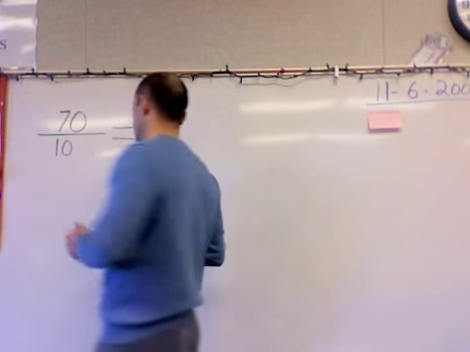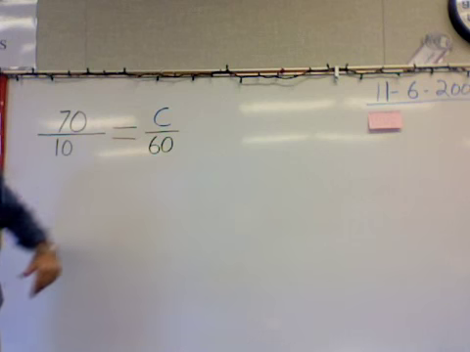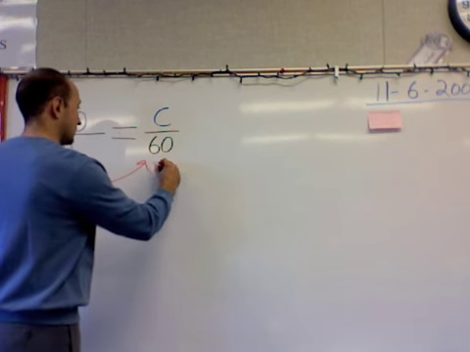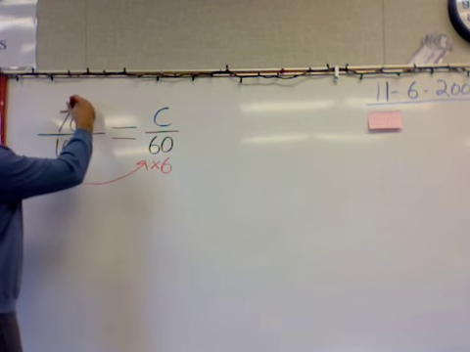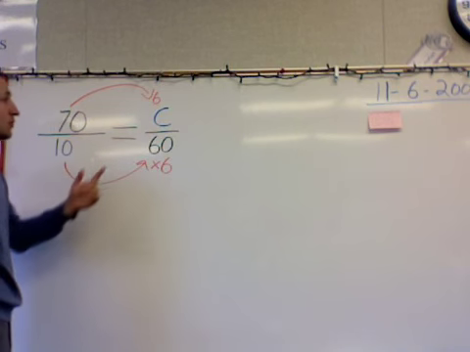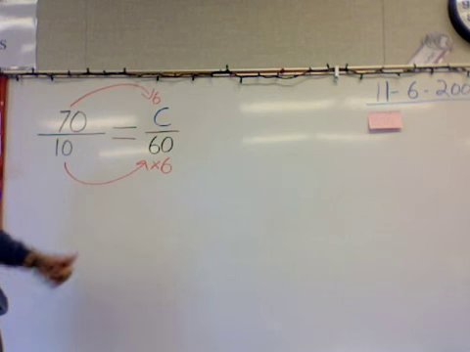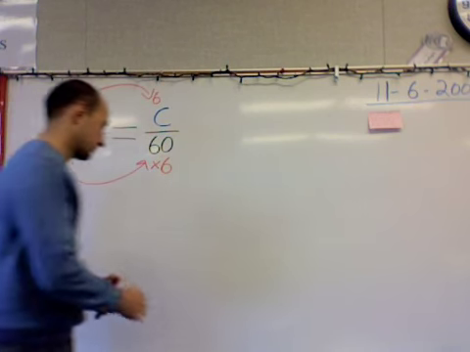So let's have a look at this. 10 times something equals 60. Mental math is going to tell me that 10 times 6 equals 60. Come over here, and I multiply by 6. Well, now I want to do the same thing up top. I don't want to multiply c by 6. I want to multiply 70 by 6. So if I do this problem, 70 by 6, it's going to give me my answer.